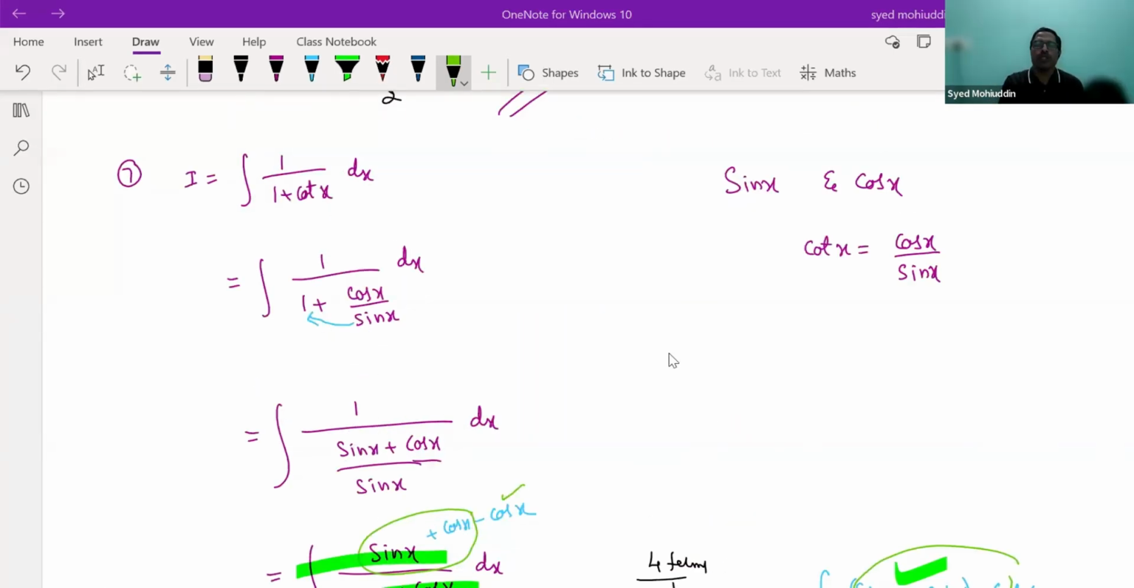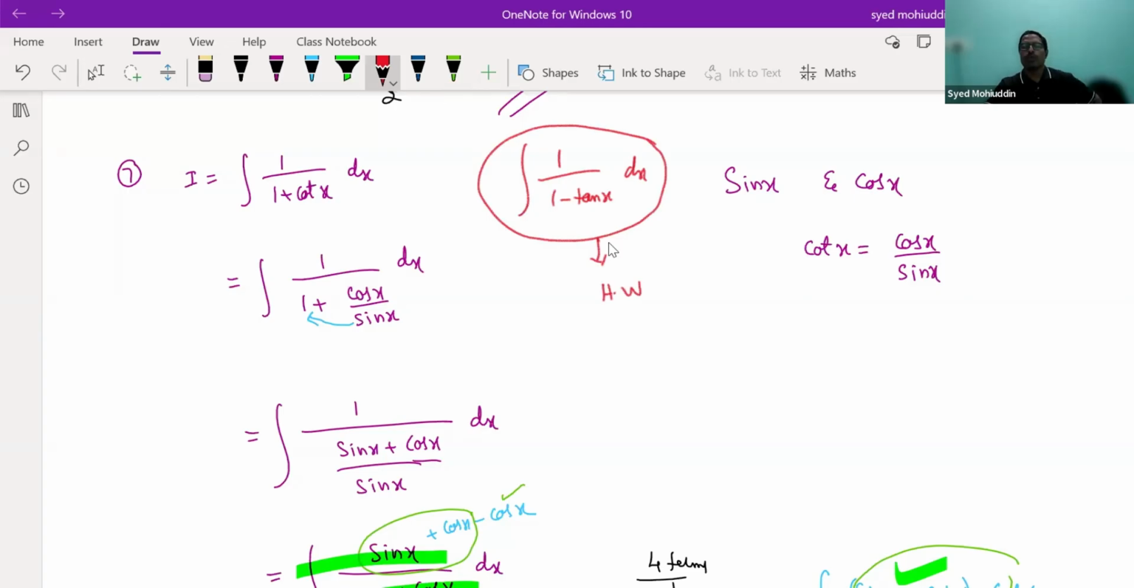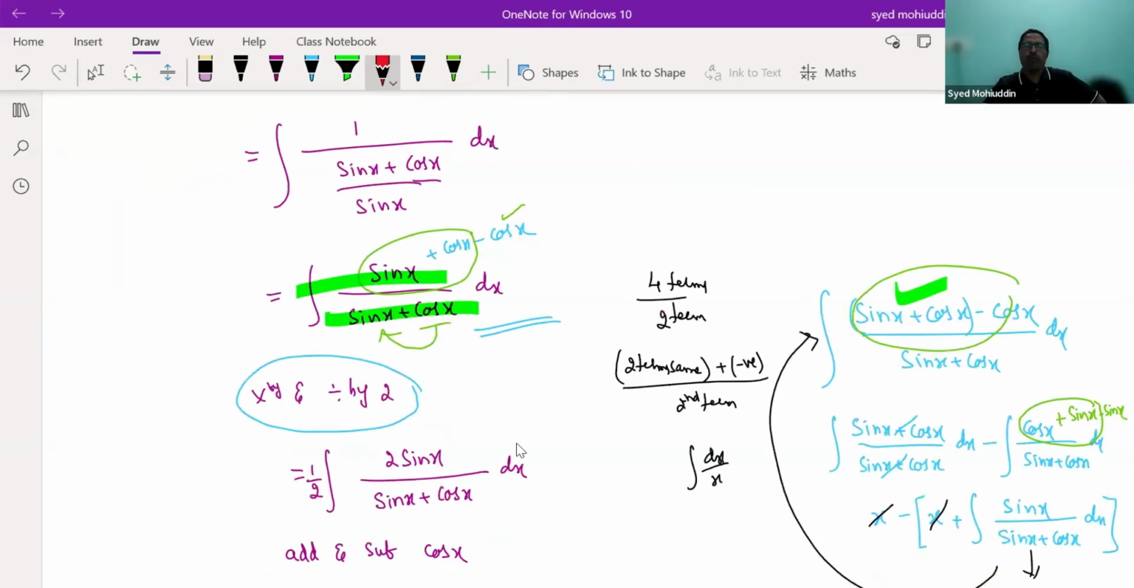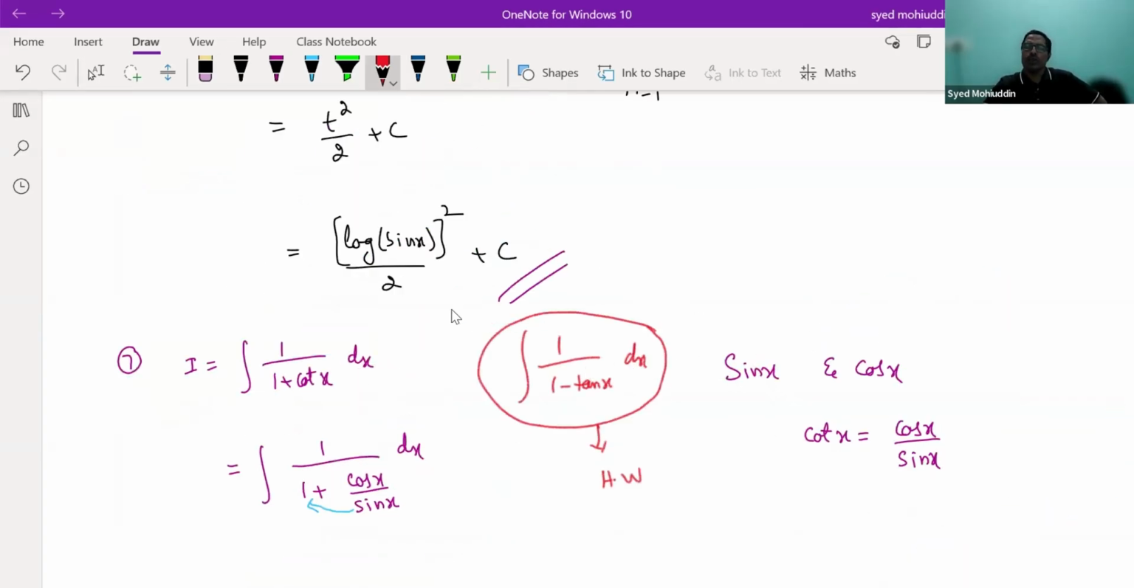You can try a similar problem. 1 by 1 minus tan x is homework. This is homework for you: the integral of 1 by 1 minus tan x into dx. So follow the same procedure. Let us just observe. Are you able to get the same procedure? You need to follow the same procedure that you have done in this example.